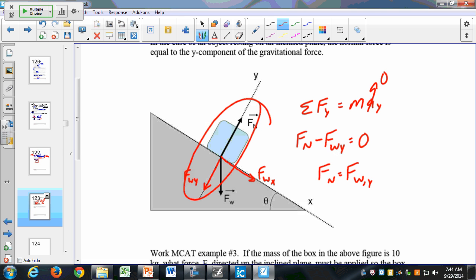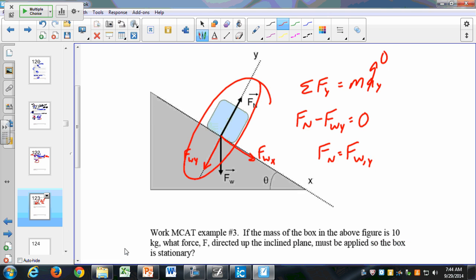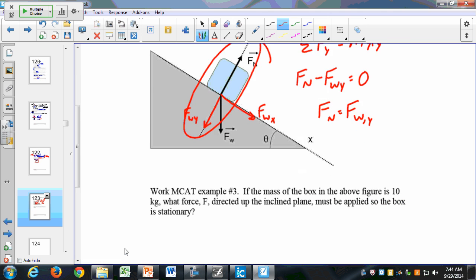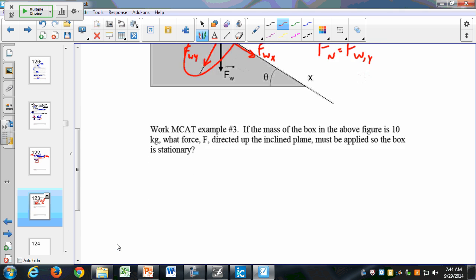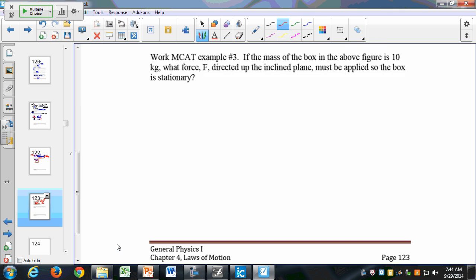Let's do a simple problem. This is a little simpler than what you'll have on your test, but it's good preparation for that. This was actually from an MCAT book. I have this mass on this box and this figure up here. And let's say that the mass of the box is 10 kilograms. What force must be applied so the box is stationary? So I'm just going to redraw this.